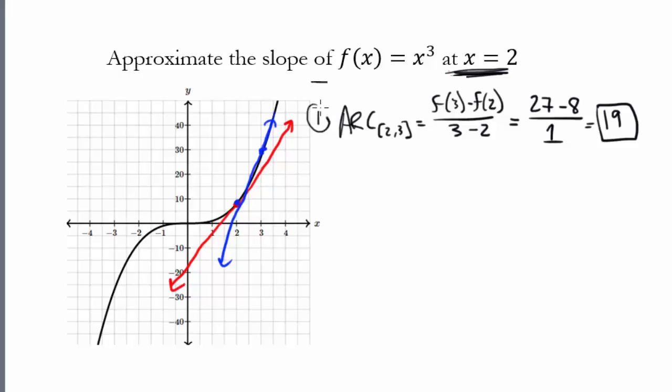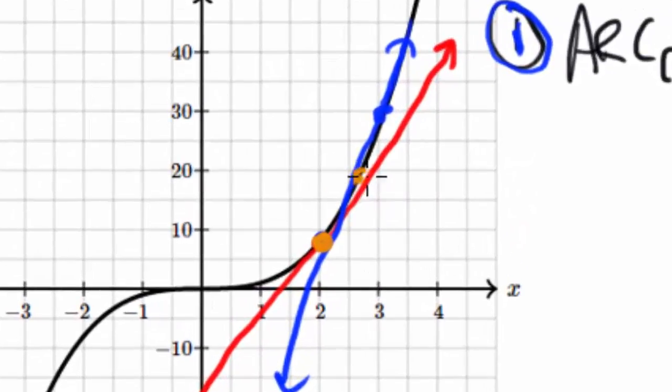So this is our first approximation. How could I get a better approximation from this blue line? Well, instead of going between points 2 and 3, what if I tried to go between point 2 and, say, 2.5? It looks like the slope of that line is a little bit of a better approximation. It's a little hard to see, but it looks like it is.